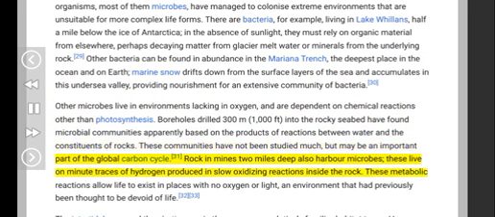31. Rock in mines 2 miles deep also harbor microbes. These live on minute traces of hydrogen produced in slow oxidizing reactions inside the rock. These metabolic reactions allow life to exist in places with no oxygen or light, an environment that had previously been thought to be devoid of life.